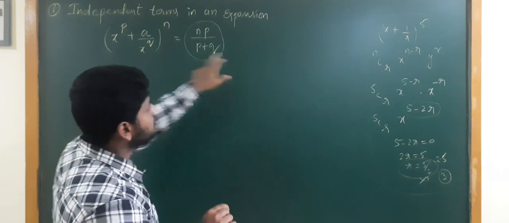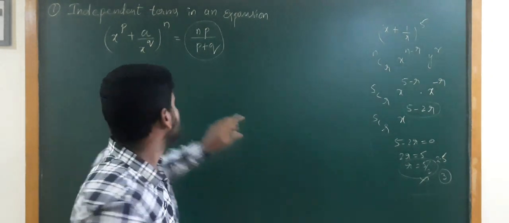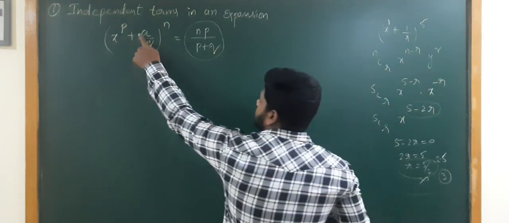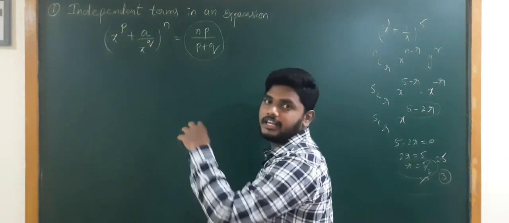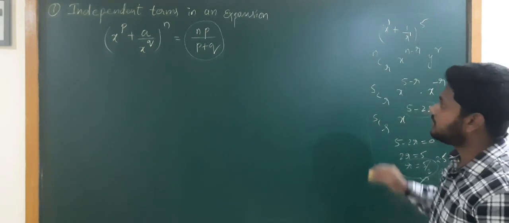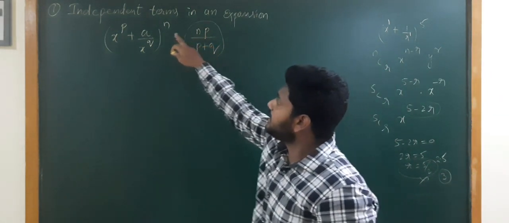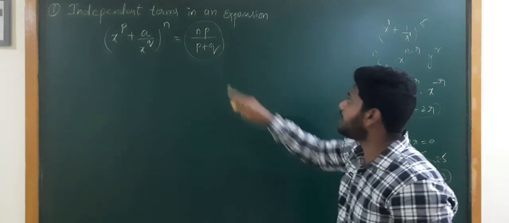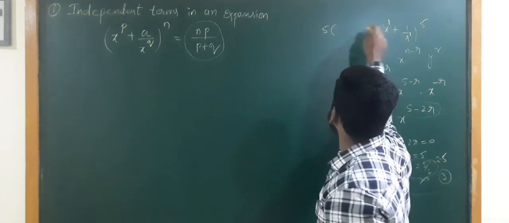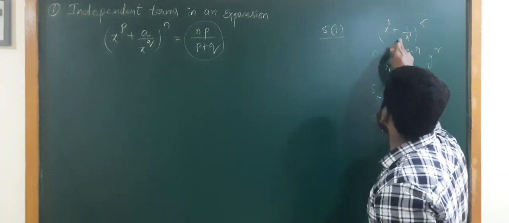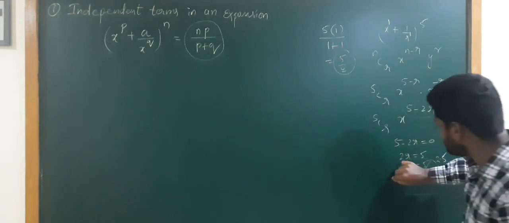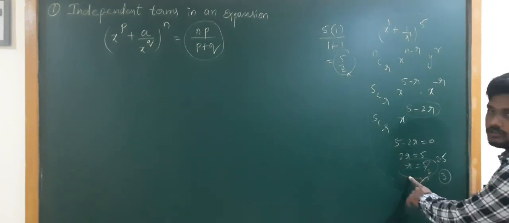See, compare this question with that. x^p, what is p here? We have 1. Plus a/x^q, where a is any constant. What is q here? Again it is 1. Now what is the formula? np/(p+q), where n is the index in that expansion. Here n is 5, p is 1, divided by p plus q, which is 1 plus 1. That is nothing but 5/2. So this is the r value we got.